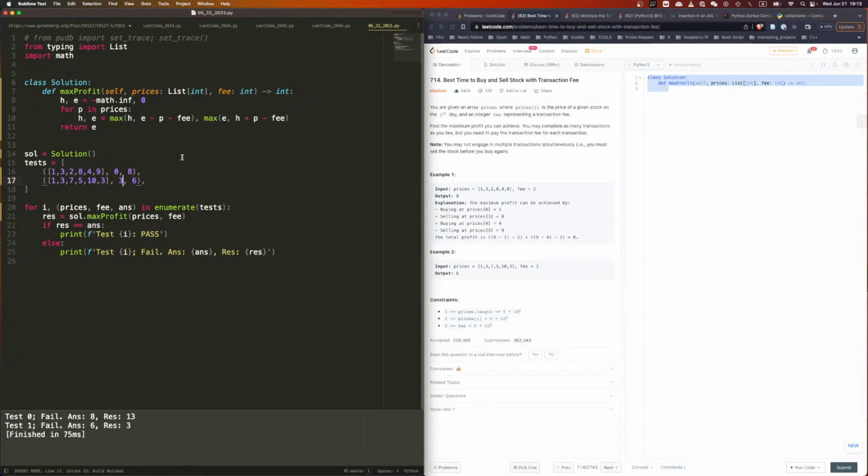I got 13. 13 is not right. Wait, hold on. It might be, so it's 2, 6, 8. Yes, it is correct. But with the fee, that is not correct. Because with the fee, I think what do I have? I got 4. How did you get 4?